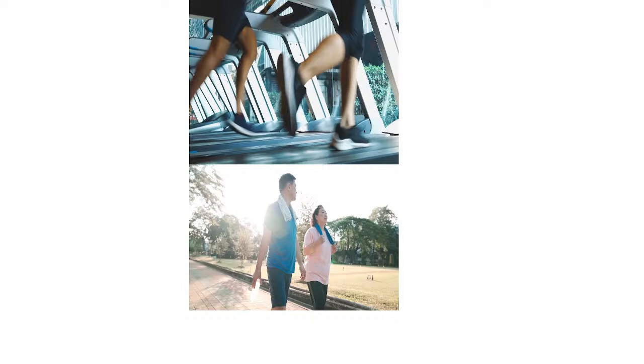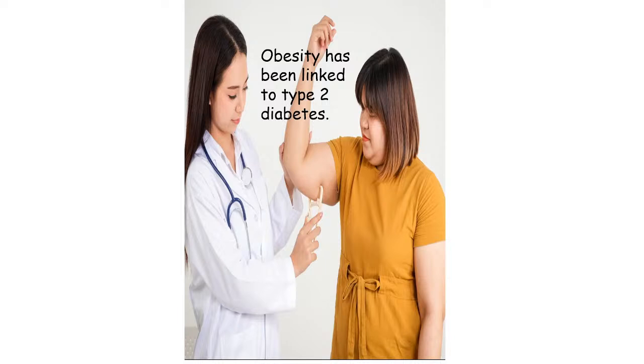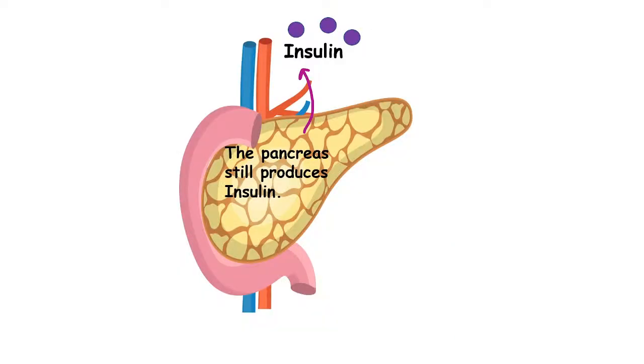Now, diabetes type 2. Does anyone know what causes diabetes type 2? What is the main cause of diabetes type 2, or what's it linked with? Yeah, that's right, Adam. If you're overweight, if you're obese, you can get, lifestyle factors. If you're obese, you can develop diabetes type 2. So it's been linked with obesity.